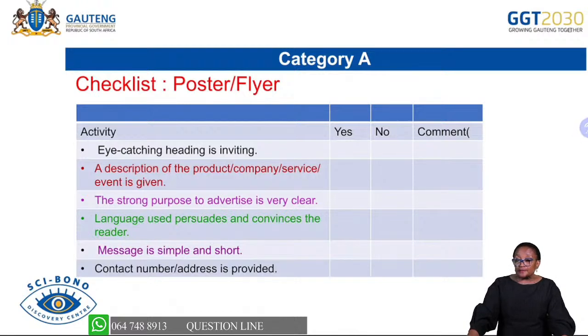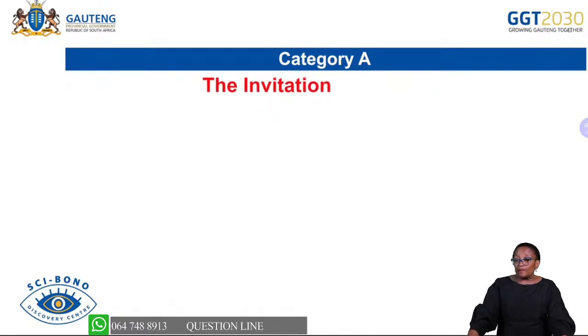Right. Let's have a look at the invitation. Remember, the invitation falls under category A as well. And I know that most of us are familiar with invitations because more often we get some invites from friends, from family, inviting us to a number of occasions. So we are all familiar with this.